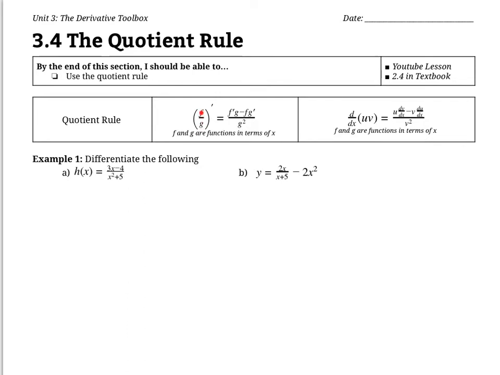It's basically saying the derivative of f over g, so if f and g are two functions, is f prime g minus f g prime all over g squared. You might notice that this top part looks very similar to something else we just learned, which is the product rule, right? It looks very similar, except it's got a minus sign in between and a g squared on the bottom. So let's see how we can apply this quotient rule.